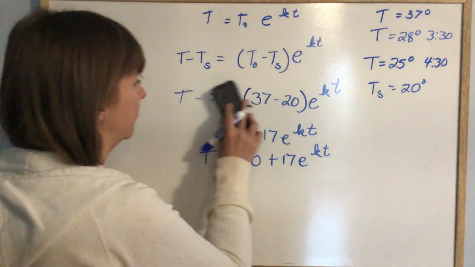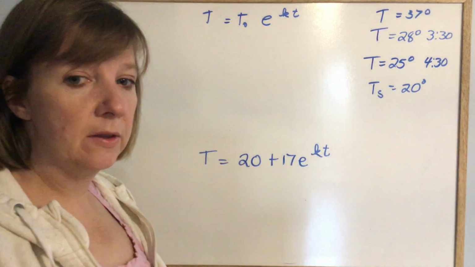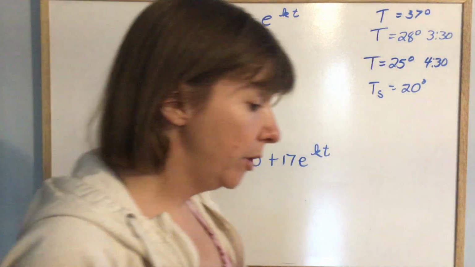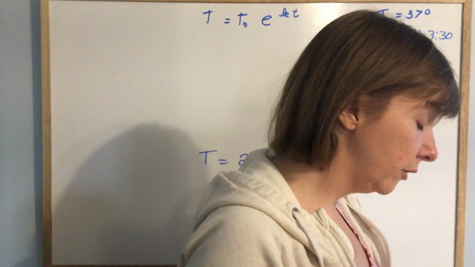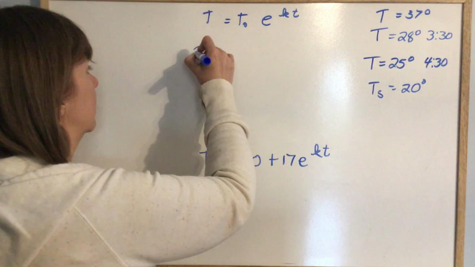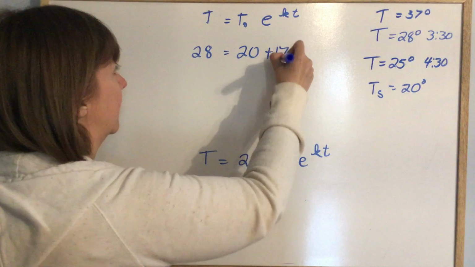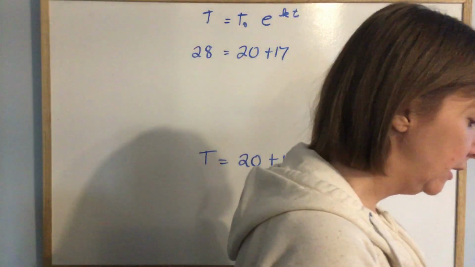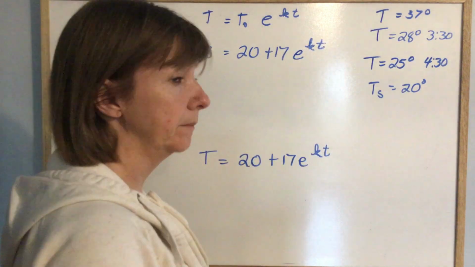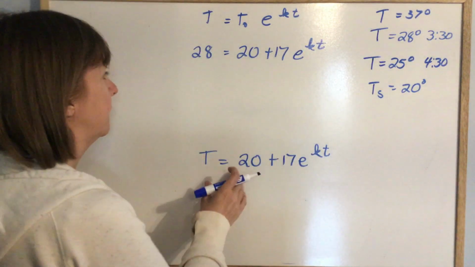So I'm just going to come back to here for a second. So here's what they do. We have two temperatures. We have 28 degrees and we have 25 degrees. All right. So if we set up 28 degrees, the temperature is 28. That's equal to 20 plus 17 e to the k times t. And we're just going to leave t as t for the moment. I'm going to show you why in the next one.